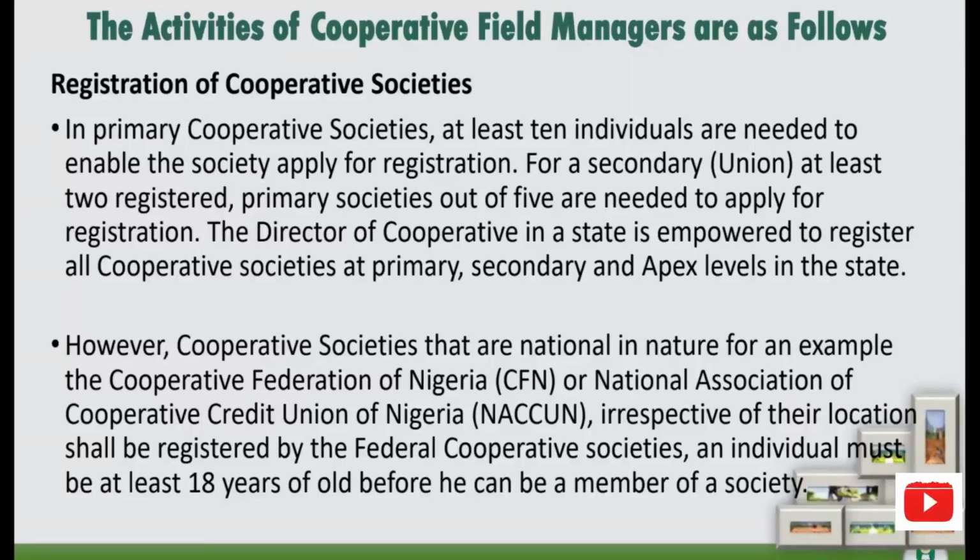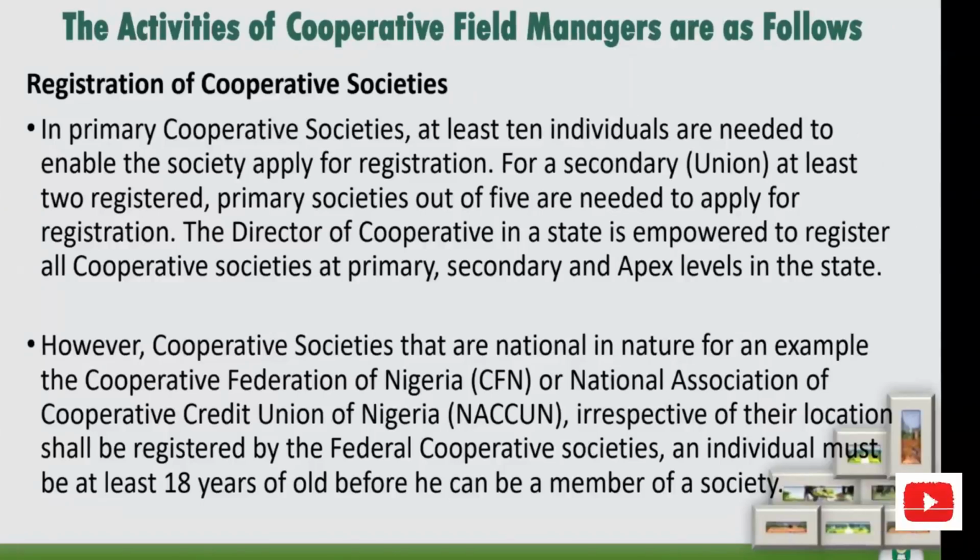However, cooperative societies that are national in nature, for example, the Cooperative Federation of Nigeria or the National Association of Cooperative Credit Unions, irrespective of their location, shall be registered by the Federal Cooperative Society. An individual must be at least 18 years of age before he can be a member of a cooperative society.